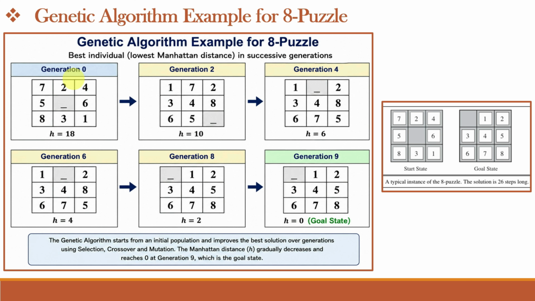Okay. So here we can see how the genetic algorithm solves the same 8 puzzle problem. The initial state at generation 0 has Manhattan distance equal to 18. In every generation, better individuals are selected and new offspring are produced using crossover and mutation. So as the generation progresses, the quality of the best solution improves. The Manhattan distance gradually decreases from 18 to 10, then to 6, then to 4, then to 2, and finally reaches 0, which is our goal state. So at generation 9, the algorithm obtains the goal state. And because of selection, crossover and mutation, the search continues to improve over generations and successfully reaches the optimal solution.